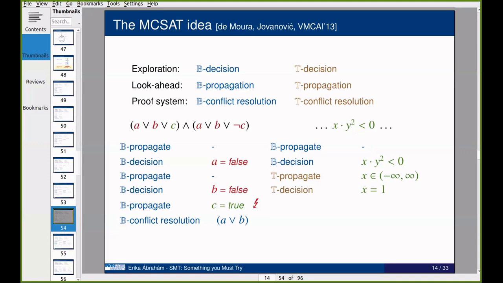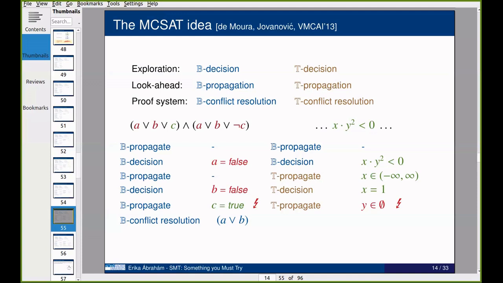Now the theory could continue its search. So we have one more variable, y. Let us check what can we do for y. I guess the value 1 for x. I know this constraint must be true according to the Boolean search. I substitute the value 1, and I get y squared less than 0. We are in the real domain. This is the same constraint as before, unsatisfiable. This constraint itself is unsatisfiable. So now we recognize something was wrong with the guessing of x.